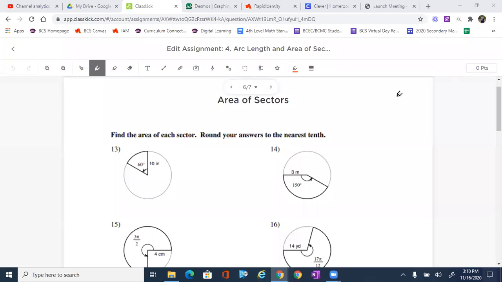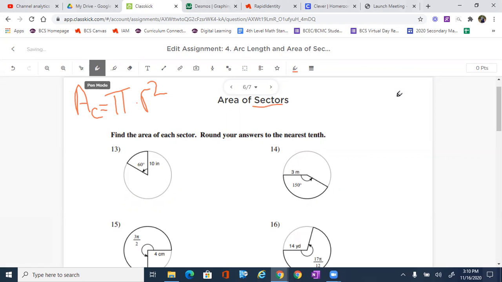All right, area of sectors. So area of sectors. What we have to really pay attention to first, as we're doing area of sectors, is we have to know the area of a circle formula, which is simple. It's pi times radius squared.